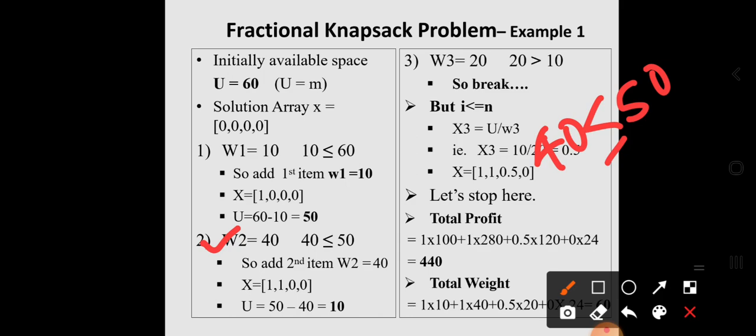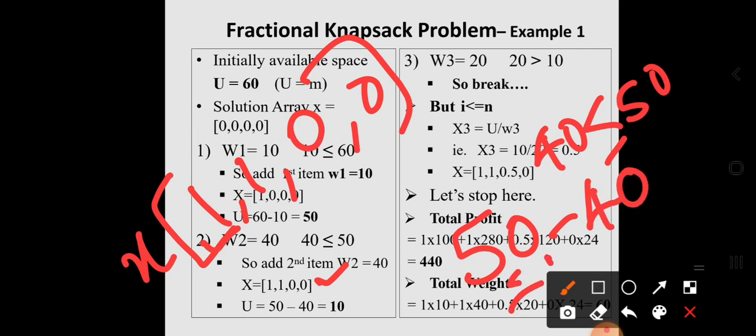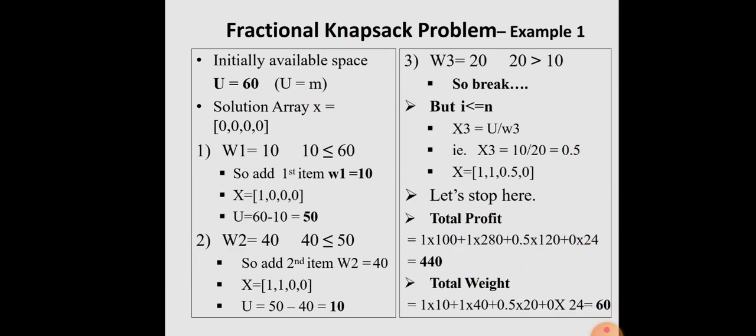When we add the second item, the first item is already added in our solution vector, and the second item is completely added. The third and fourth are not added. So the solution vector is 1, 1, 0, 0. Then we update the knapsack capacity. Here the remaining capacity was 40. Now we added a weight of 40, so its remaining weight is 10. How much can we add now? We can add only an object of weight 10. Now we check.